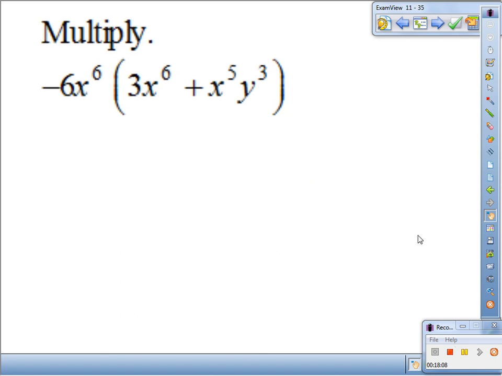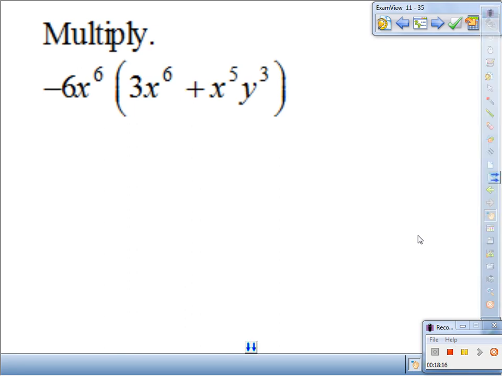It says multiply. Copy that. Negative 6x to the 6, parentheses, 3x to the 6, plus x to the 5th, y to the 3rd.